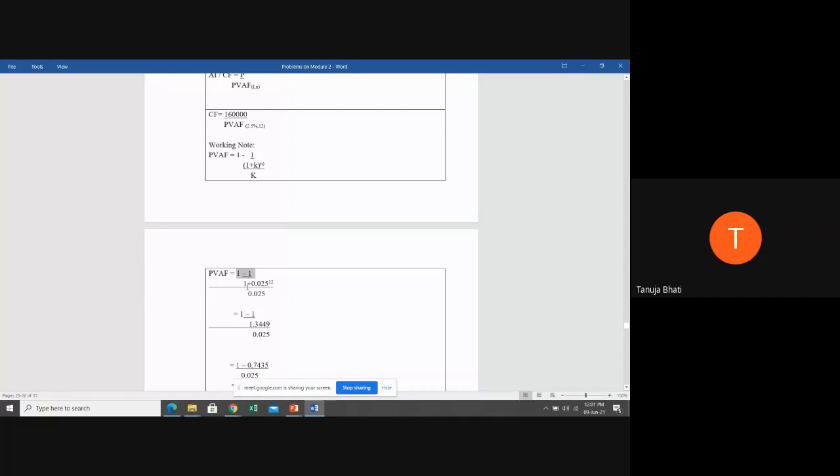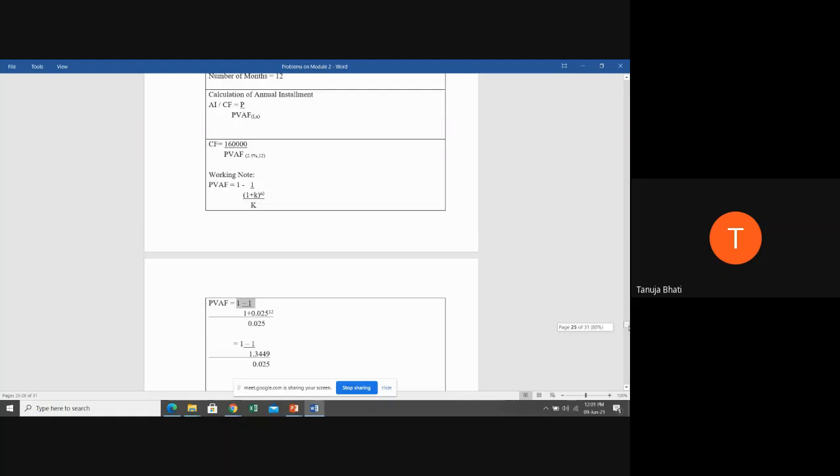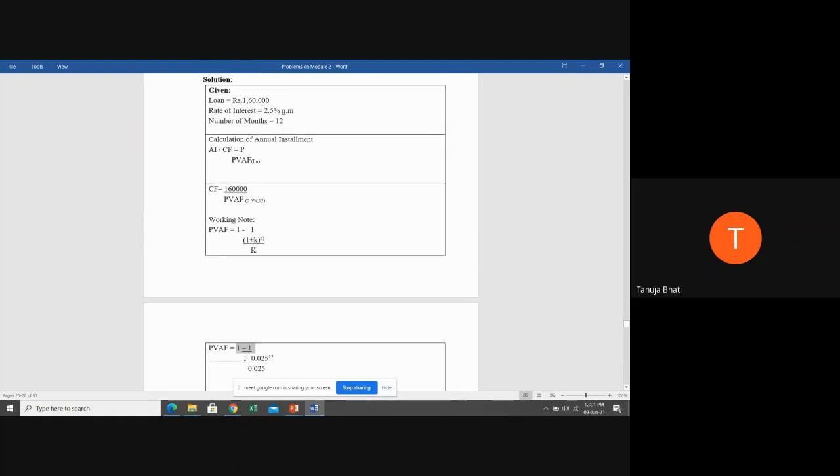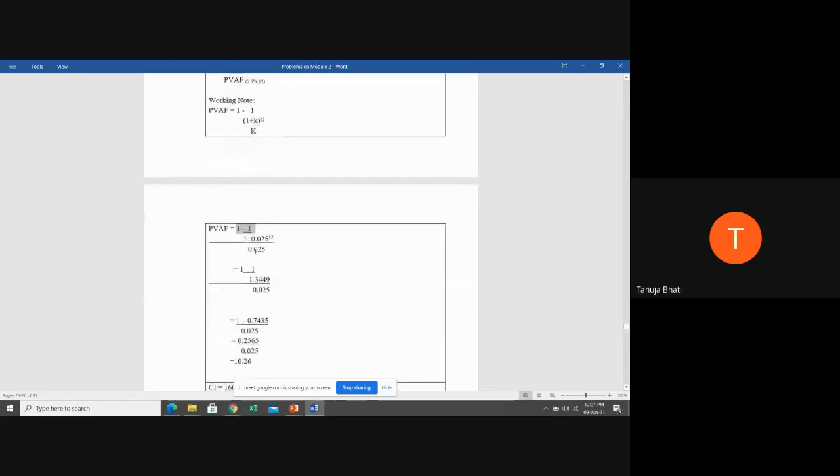So now, 1 minus 1 divided by 1 plus k. What is k? k is your percentage. Now it is what percentage? 2.5%. 2.5% is nothing but 0.025, raised to 12. The whole divided by 0.025. So you further solve it.